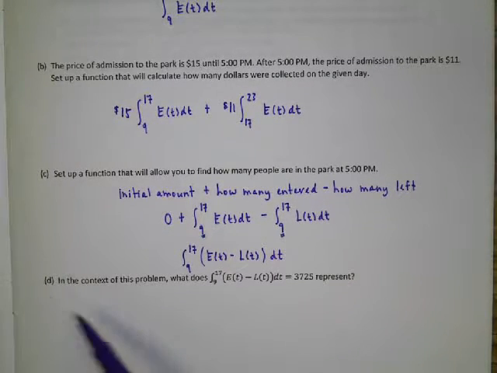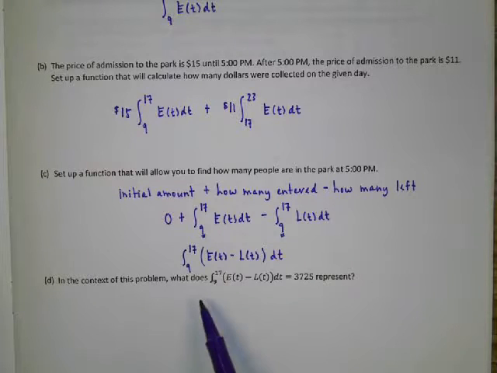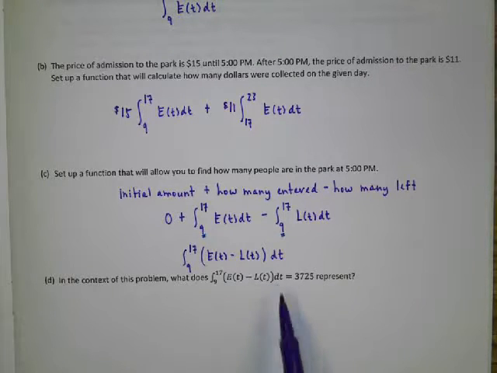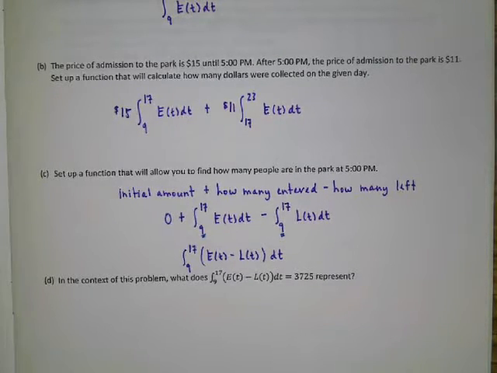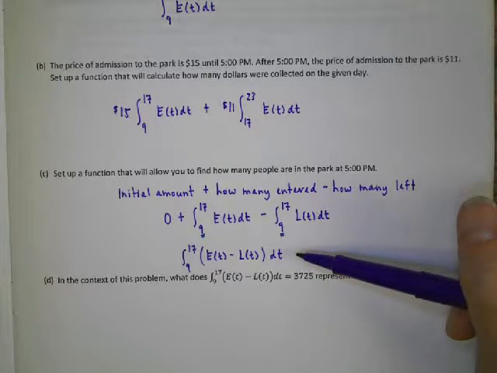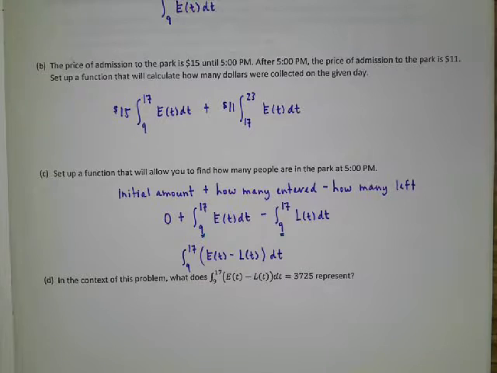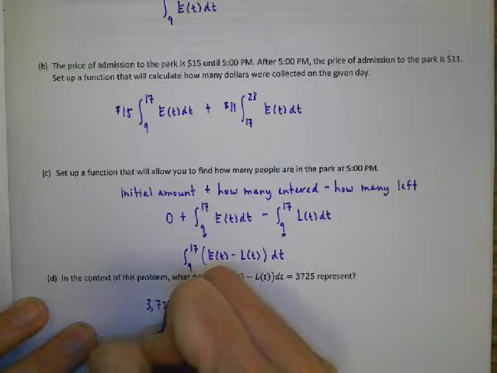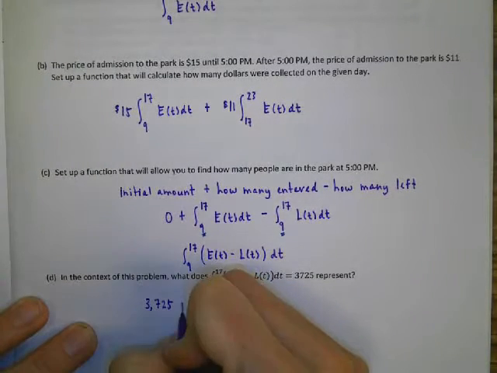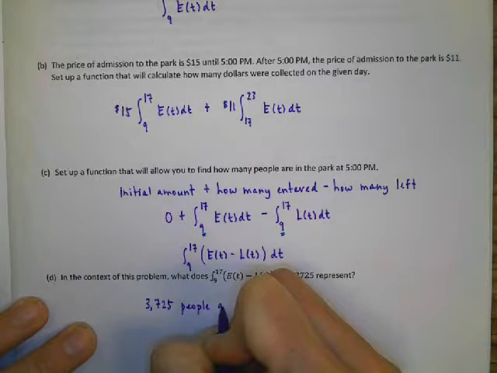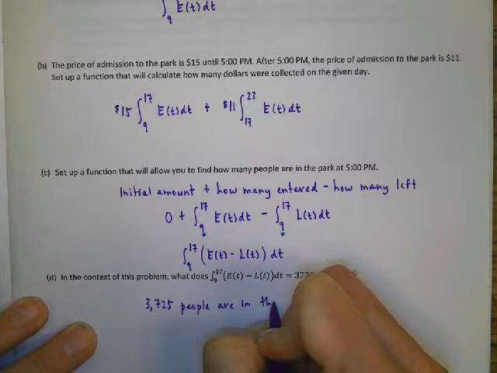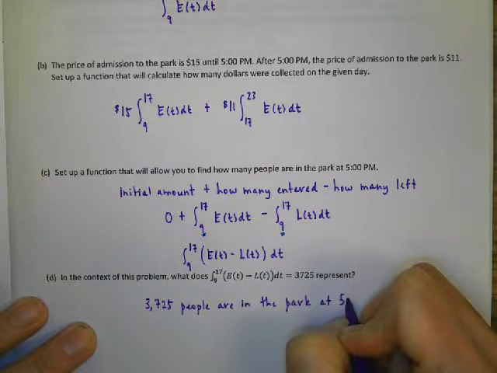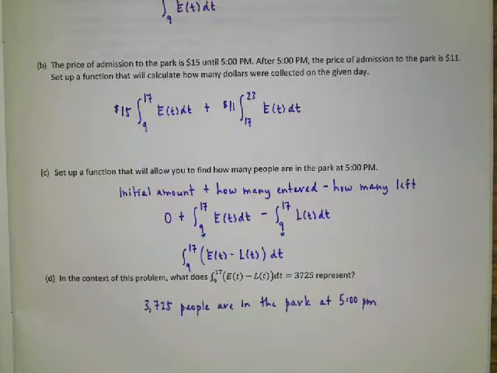So now, if I look at part D, it says in the context of this problem, what does the integral from 9 to 17 of E of t minus L of t dt equals 3,725 represent? Well, we just set up that integral and said it told us how many people are in the park at 5. So now we know that 3,725 people are in the park at 5 p.m.